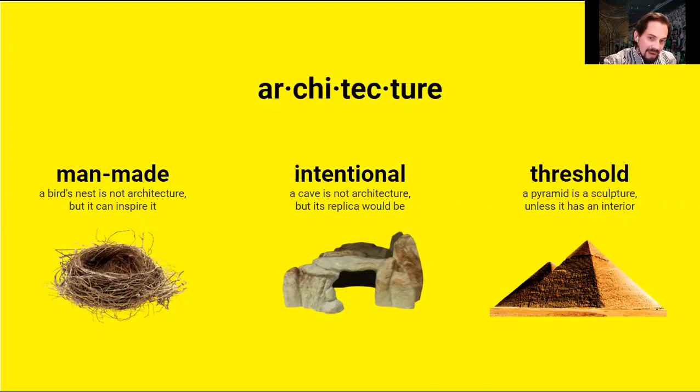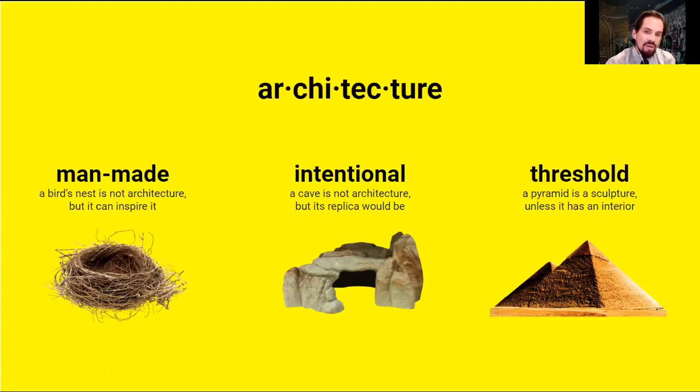Two, it has to be intentional. I like to use the cave as an example. A simple cave would not be considered architecture because, according to the first point, it is not man-made. However, if we were to make an exact replica of the cave, imitating it to its last atom, then that replica would be architecture, even if it is indistinguishable from the original, because the replica would be intentional.